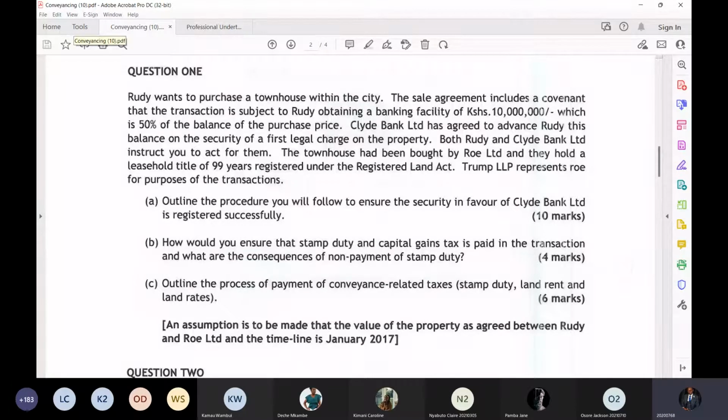Who will register that charge, if it's a leasehold interest and there's only one mother title? It's still going to be the advocate for the lessor or the chargee.